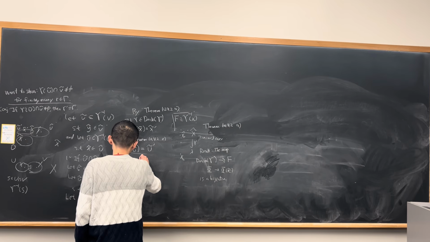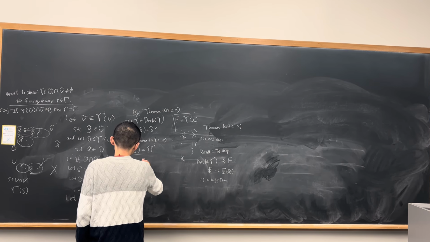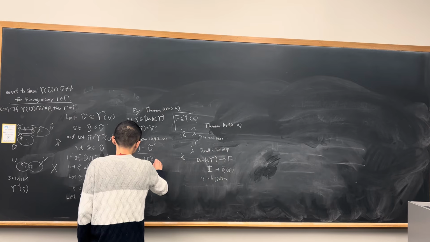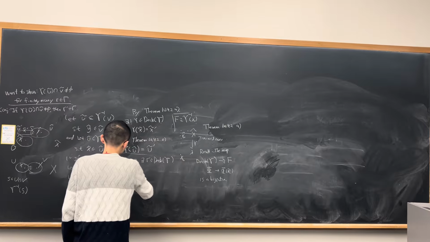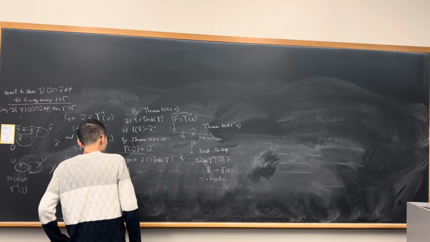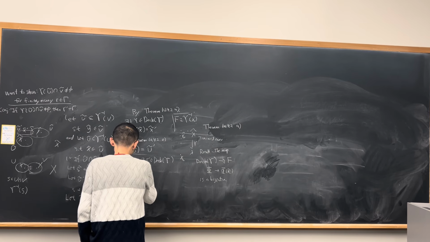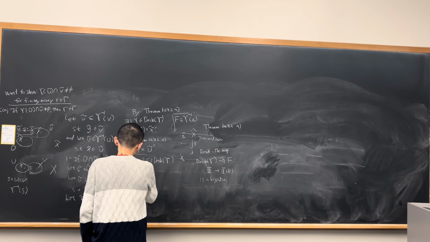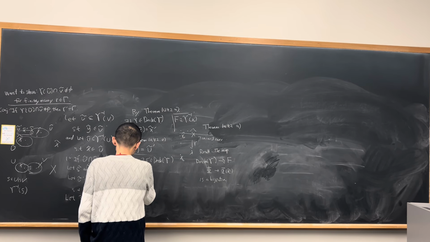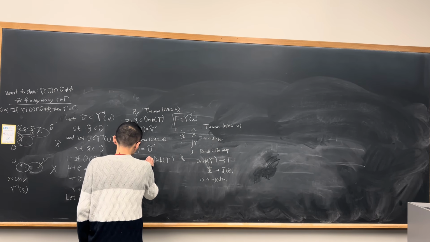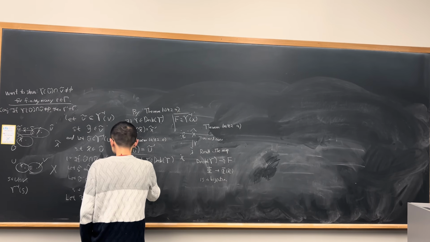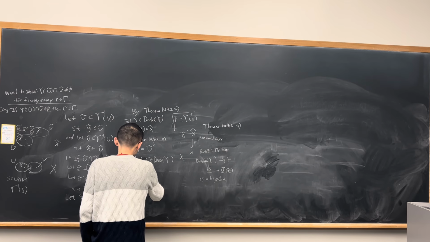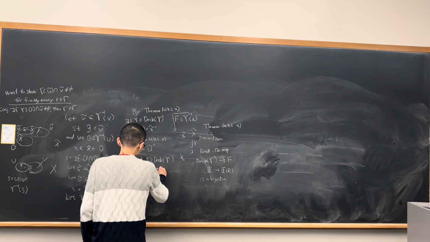Suppose we have that, suppose there is another deck transformation such that this gamma prime of U tilde intersect this V tilde is not empty.